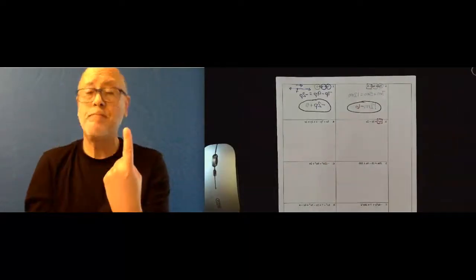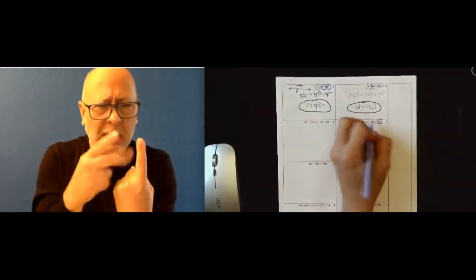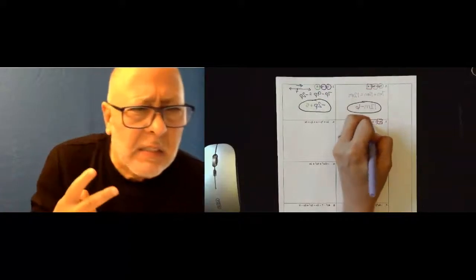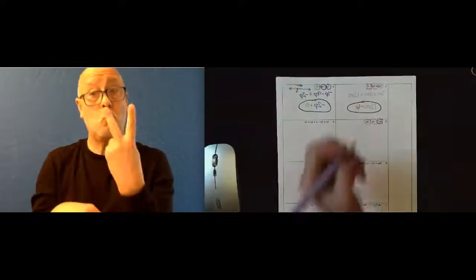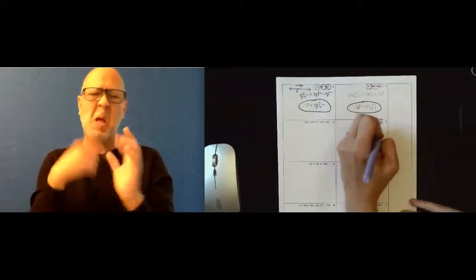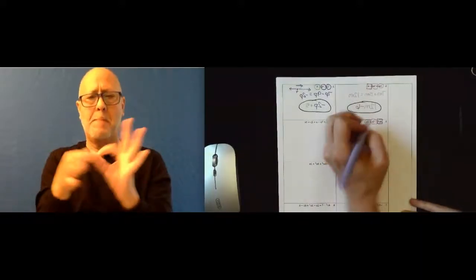When I'm looking at my x's, well, let's see. I have a plus 3x and a minus 2x. So I'm just going to write them down here because I like to combine down below so I can see what I'm doing.